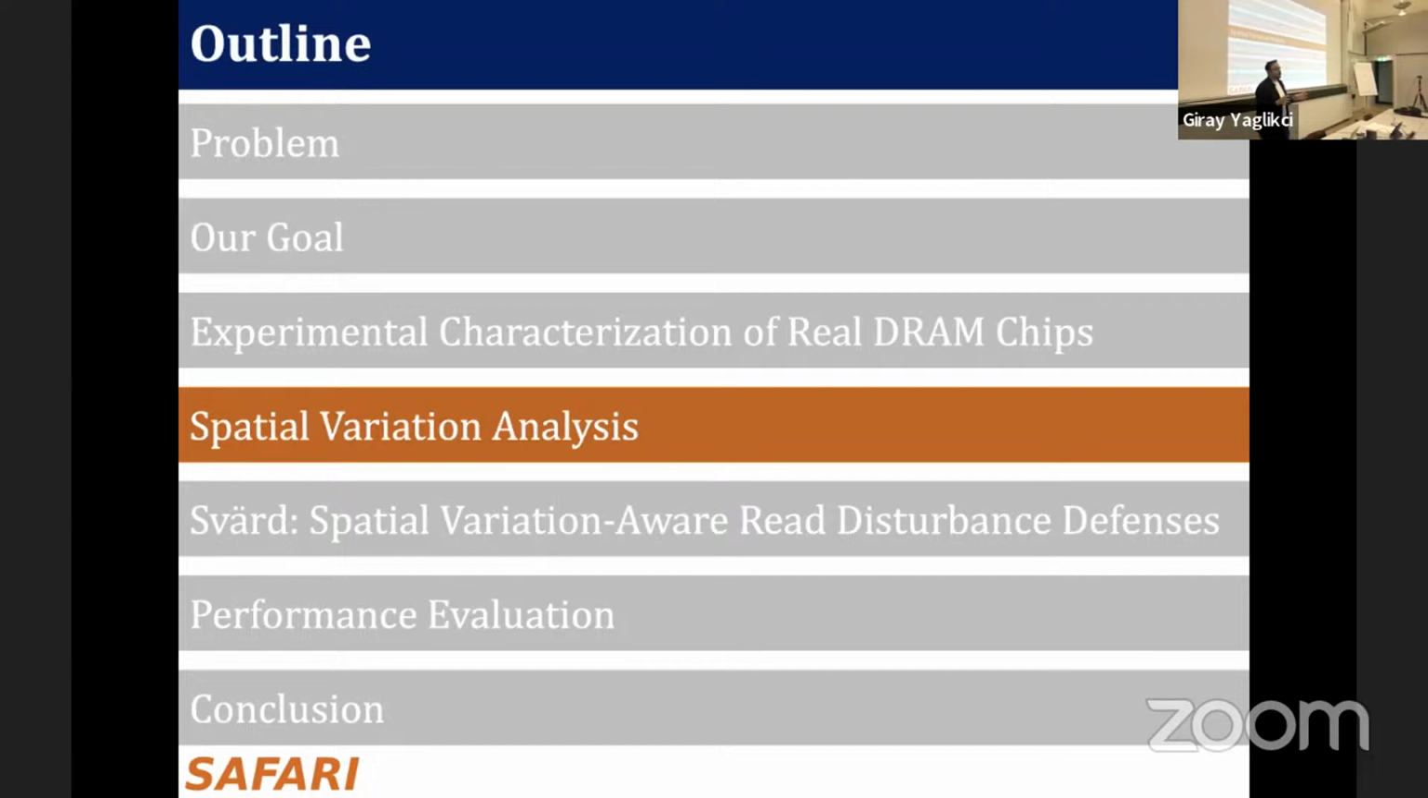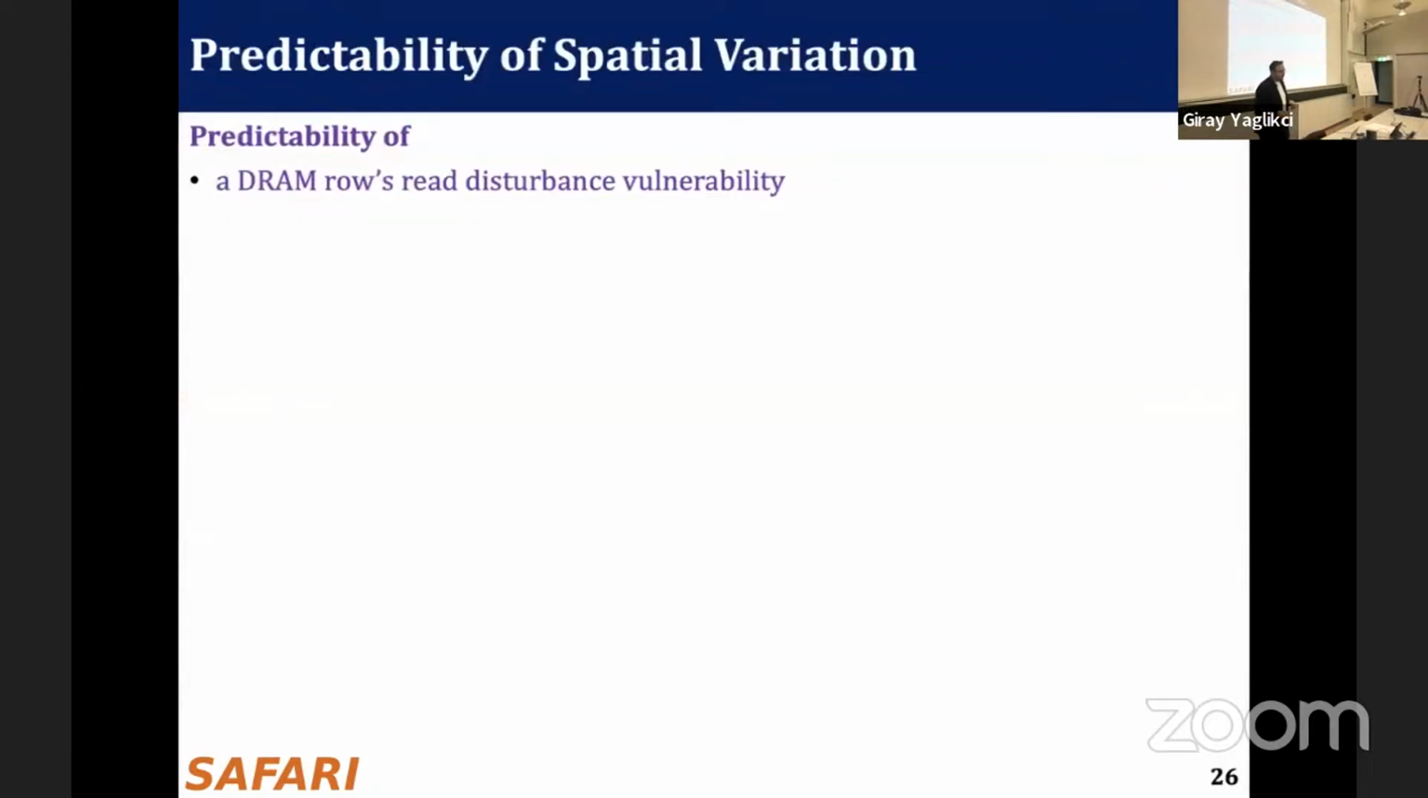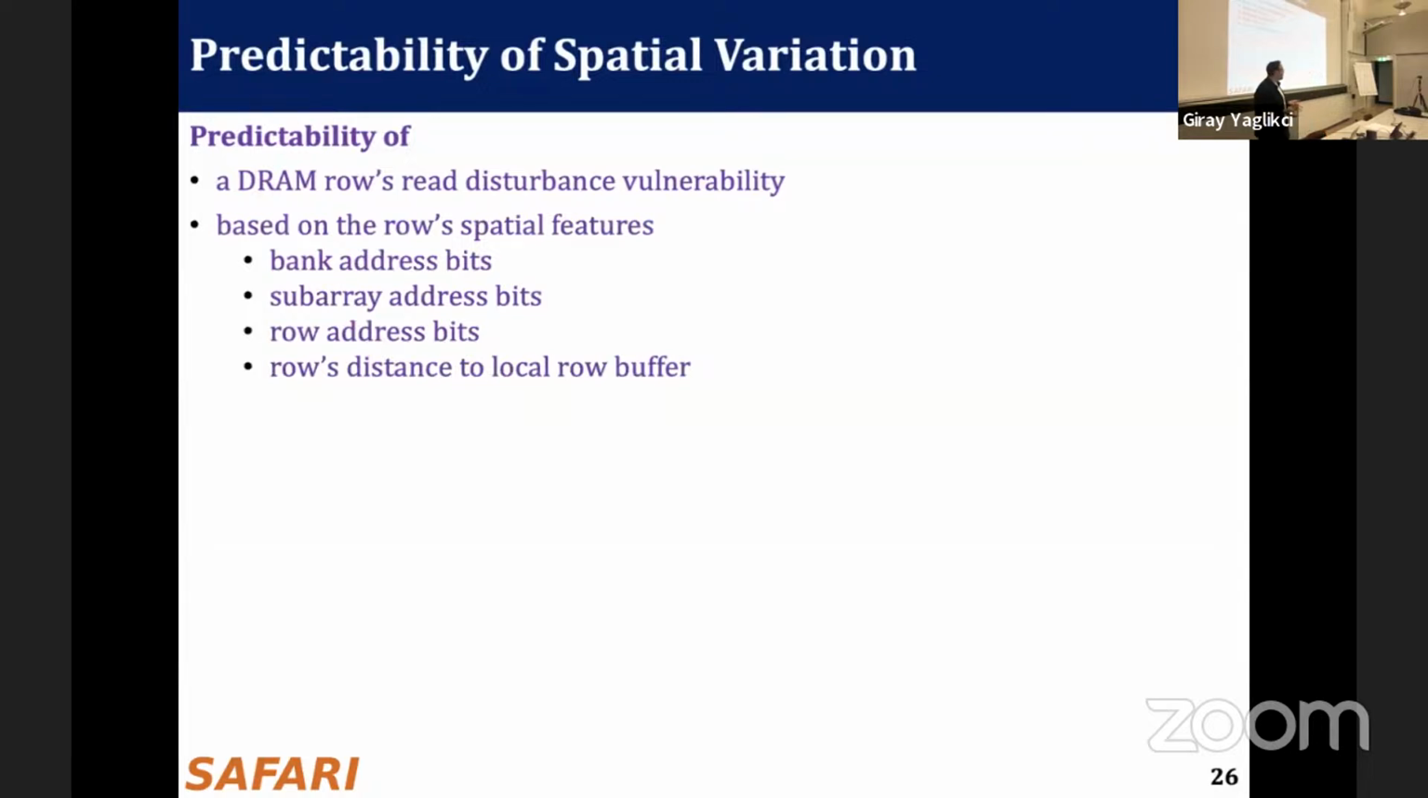So far what I showed you is just eyeball statistics. I just look at the picture with my eyes, and I say I don't see anything. It's not very scientific, so we tried some statistical approach. We looked at the predictability of a DRAM row's read disturbance vulnerability based on several spatial features that a row has. We look at the bank address bits, subarray address bits, row address bits, and the row's distance to the local row buffer. These are the spatial features that we can come up with. Then, based on these features, can we predict the read disturbance vulnerability level of a DRAM row?